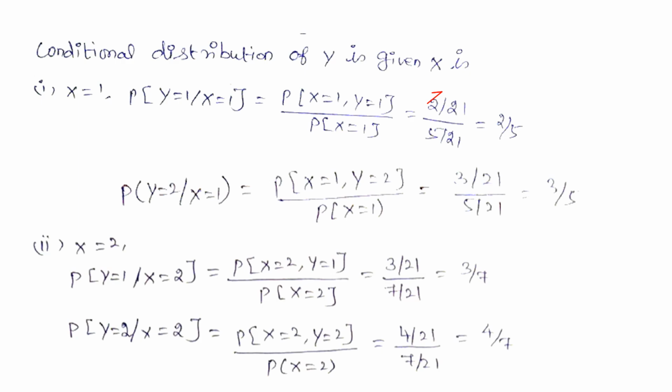Similarly, I can find for y equal to 2 and x equal to 1. Kindly plug in the values. In a similar manner, we can get the values of the conditional distribution of y here. So this is the method to find the conditional probability distributions, and thank you all for listening. Thank you.